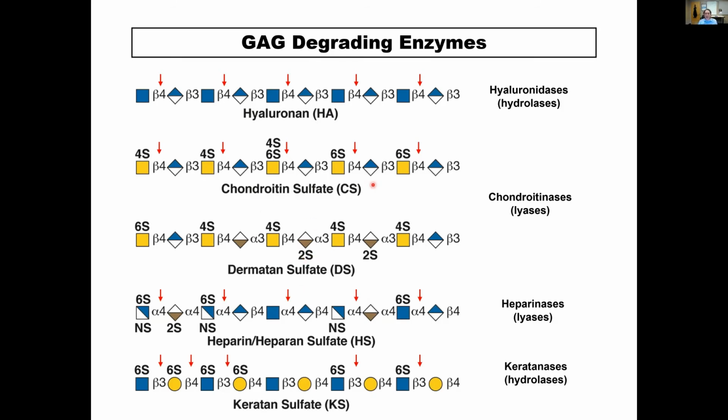And so we can use these different enzymes to break down CS and DS chains, for instance, to their disaccharide subunits. And then we can use liquid chromatography to separate these different types of disaccharides. And again, they resolve pretty nicely because the different disaccharide subunits can have different sulfation patterns, as well as different monosaccharide subunits that affect how the chromatography goes for these different disaccharides.